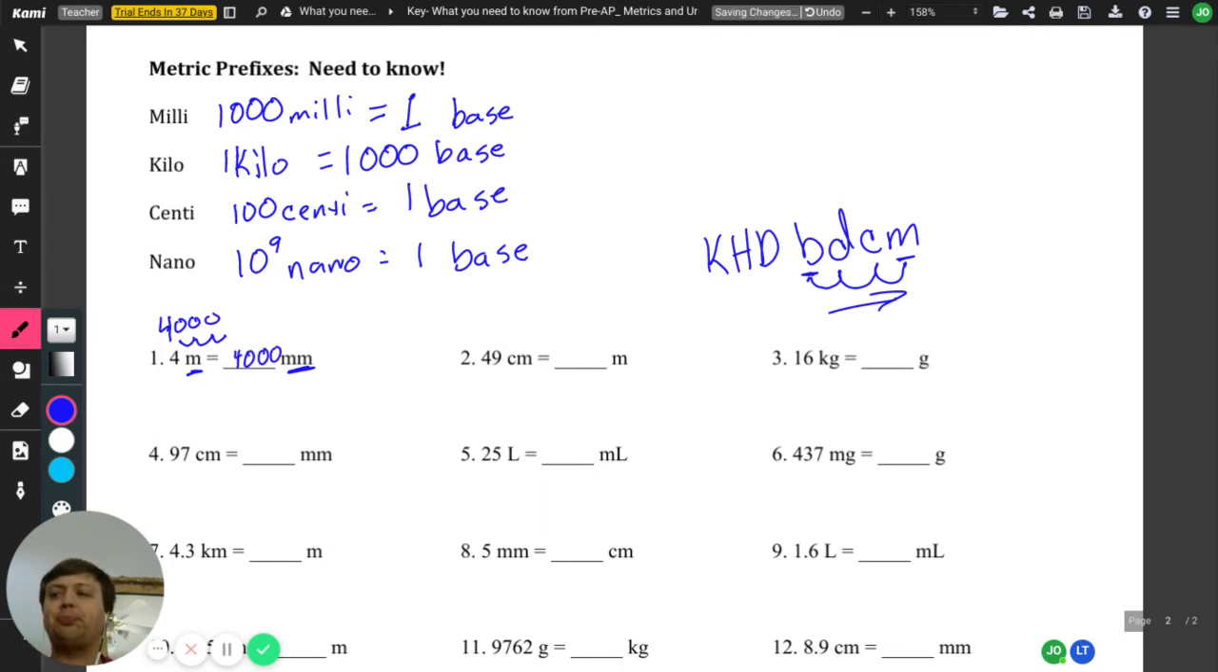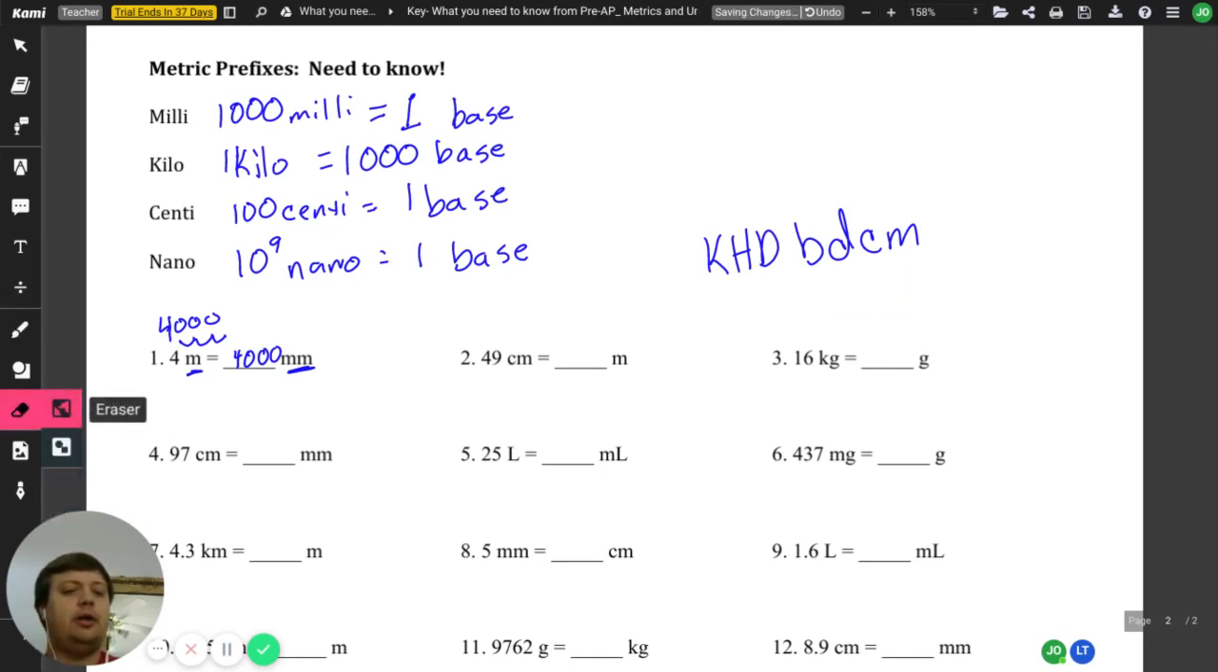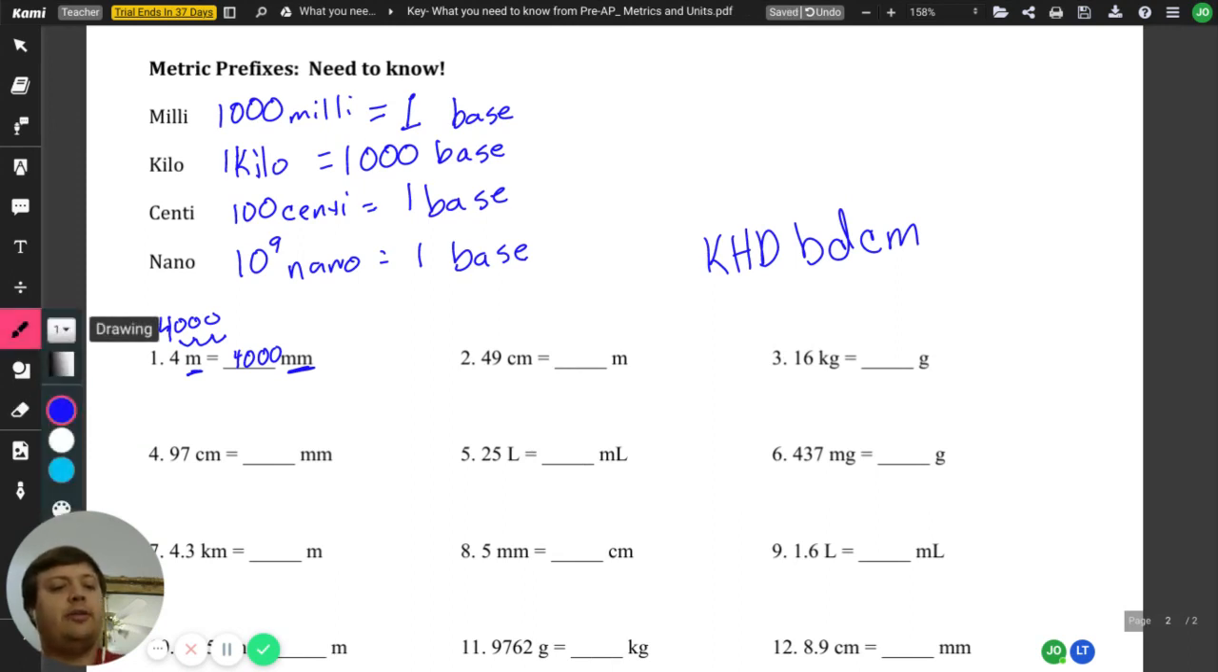Okay. If I'm going from 49 centimeters into meters, again, same thing. I'm going from centi to my base. So I go 1, 2, and I move to the left. So I'll take my decimal and go 1, 2 to the left. So it's 0.49 meters.